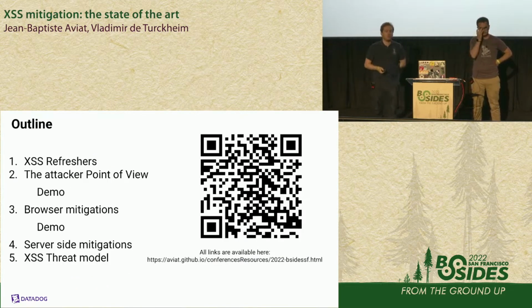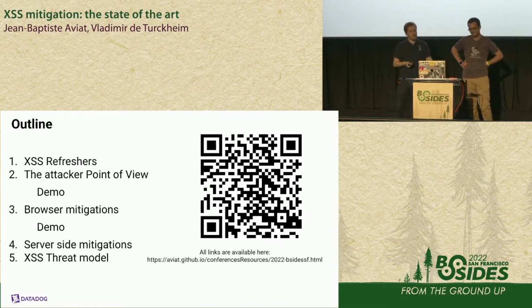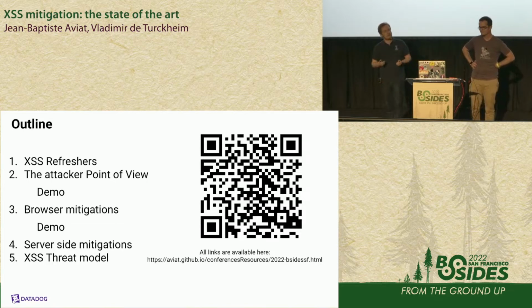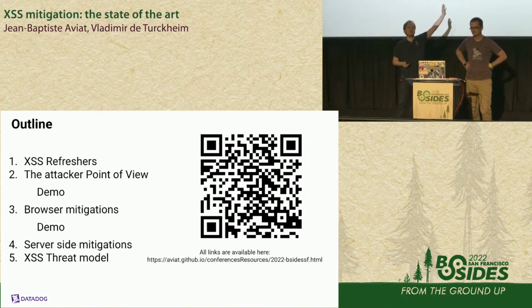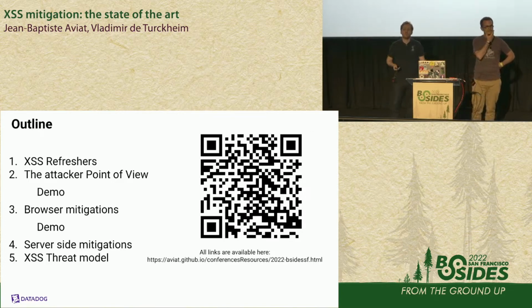Speaking of the slides, here is the topic of tonight. We'll start with some XSS refreshers just to make sure that everyone is up to date on the attack. Then JB will describe the attacker point of view because he's a seasoned hacker, and he will do a live demo of XSS exploitation. Then I will be talking about browser and server-side mitigation, and there will be another live demo, meaning that we have twice the chance of having things going wrong during the talk. And at the end of the day, JB will summarize it in a part named XSS threat models. All the links in the presentation are available at that QR code, but don't worry, this QR code will also be on our last slide.